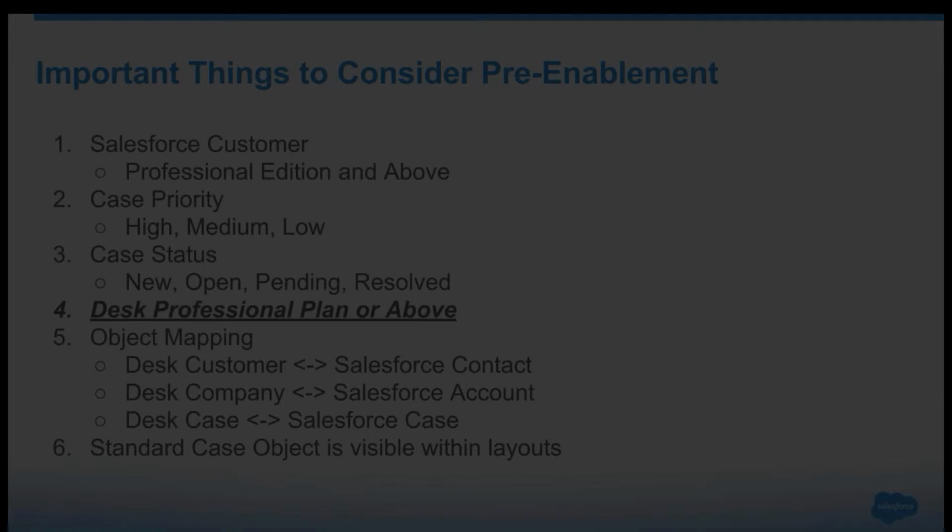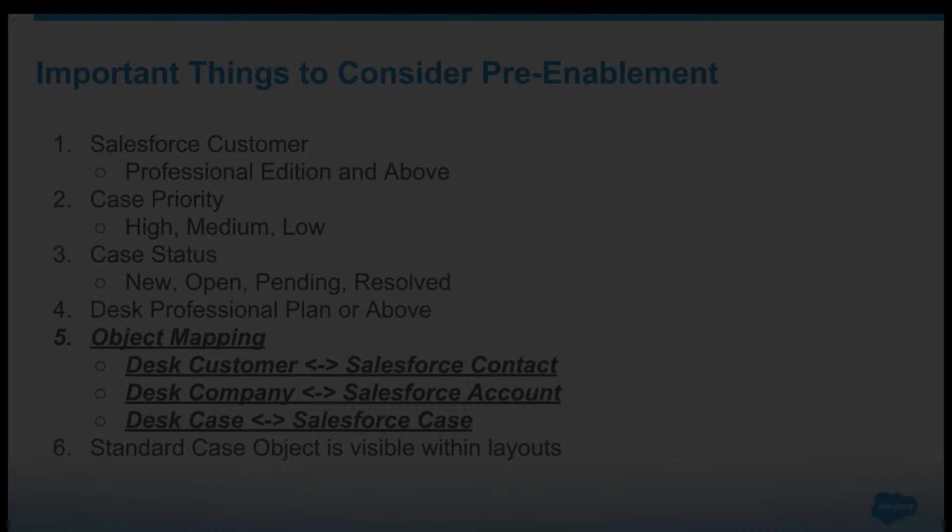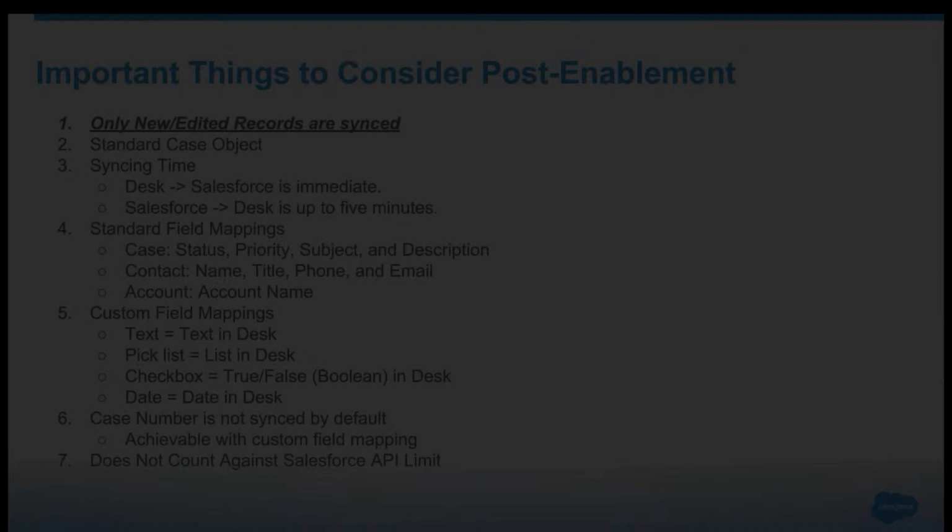And object mapping. Now, object mapping is how you would map the objects in Salesforce to the objects in Desk. So a Desk customer is what a Salesforce contact is. What you call a company in Desk is actually a Salesforce account, so it gets mapped to an account, and the Desk case maps to a Salesforce case. And then the last point would be that the standard case object is visible within layouts. I'm going to show you in the demo later how this is possible.